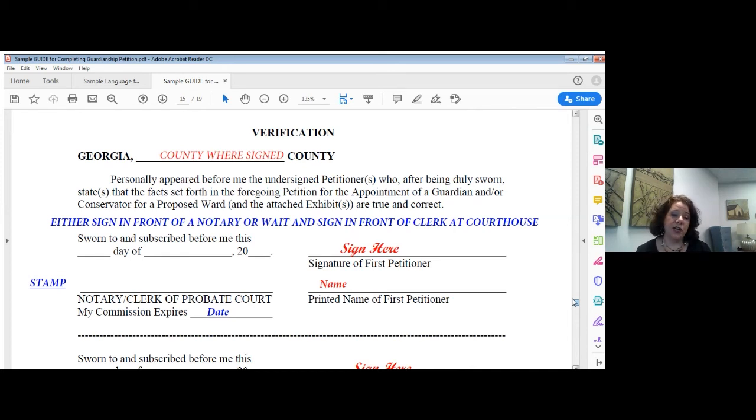So it's going to be in Georgia. You list the county where you sign it. So even if you live in Fulton, if you work in DeKalb and that's where the notary is and that's where you signed it, that's the county that goes in there. And so then you would sign and print your name.